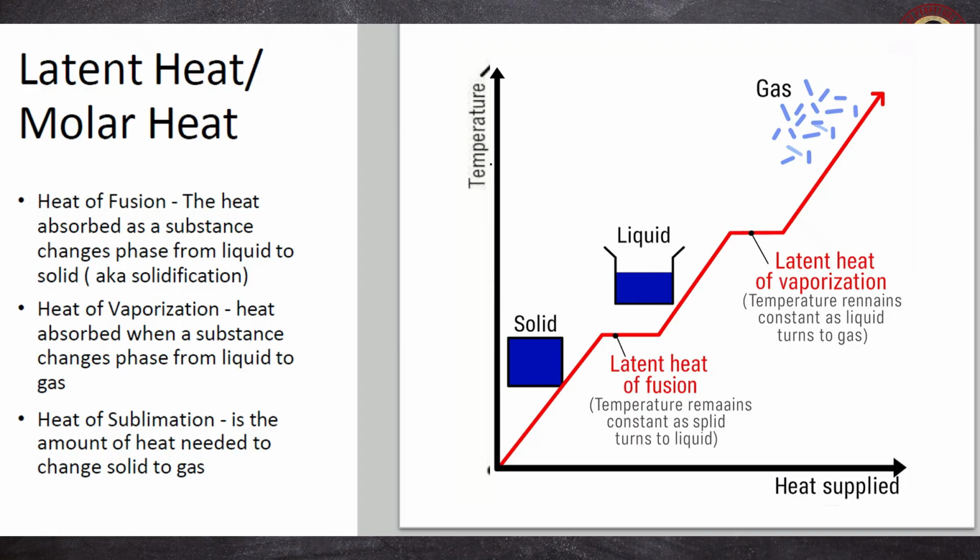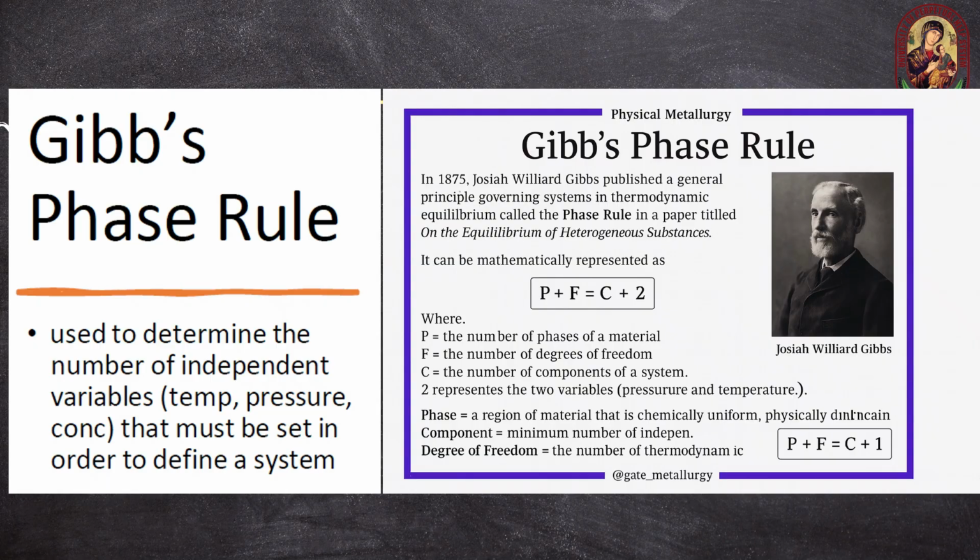Let's talk about Gibbs phase rule, a fundamental concept in thermodynamics that helps us understand how different phases of matter can coexist in equilibrium. This rule, proposed by Josiah Willard Gibbs in 1875, tells us how many variables, like temperature, pressure, or concentration, we can change without disturbing the balance between different phases.